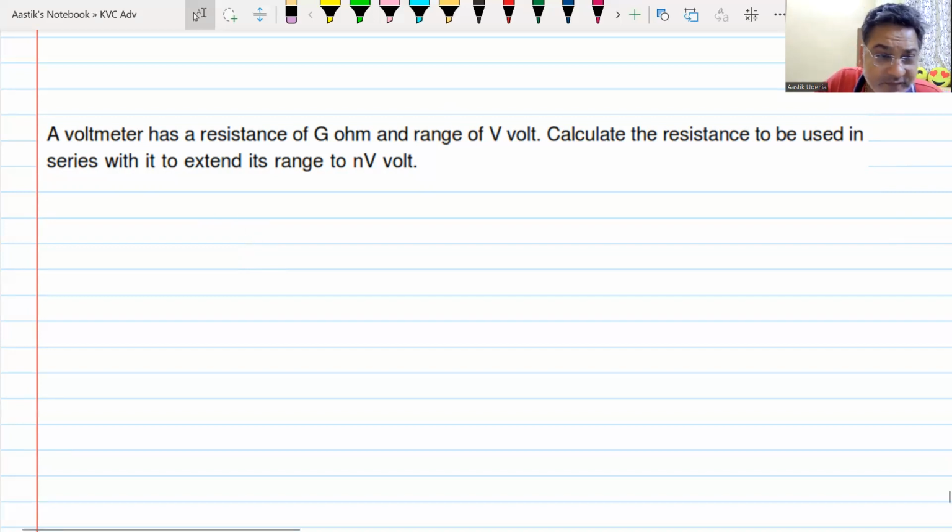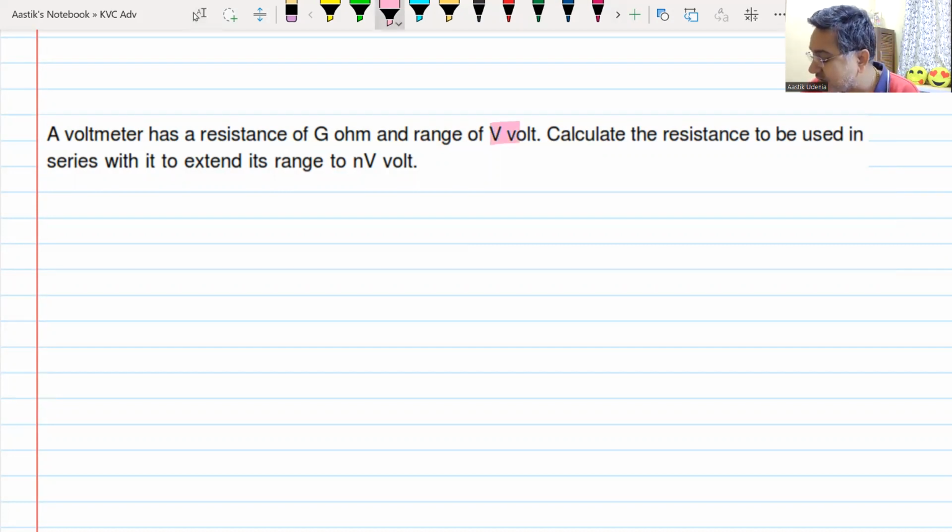Let's see. Now this. So how am I supposed to do this? The present range is V volt and the resistance of the galvanometer is G ohms. Now when this is reading its maximum potential difference, the current that will be flowing through it will be Ig. Yes or no? Do we understand this? Yes, sir.